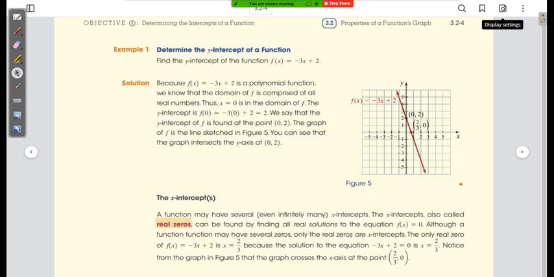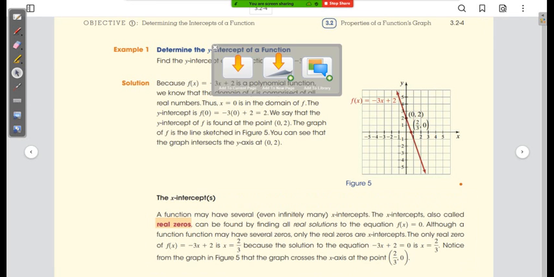Then we're going to talk about the x-intercept. Now the x-intercept is a little bit harder. Not hard, just a little bit more tedious.